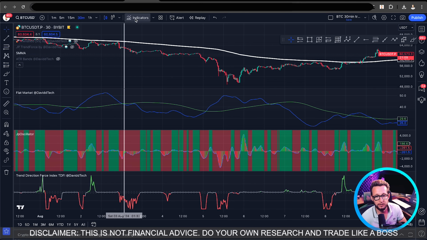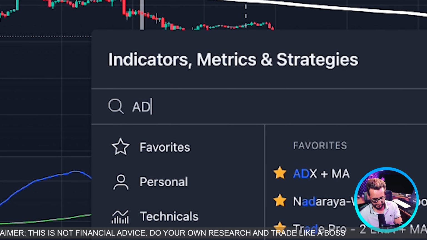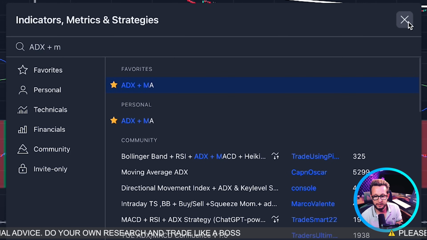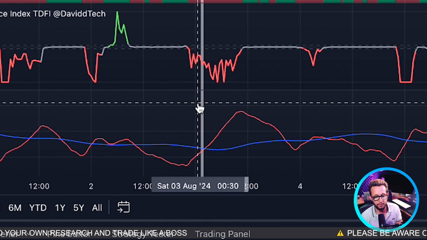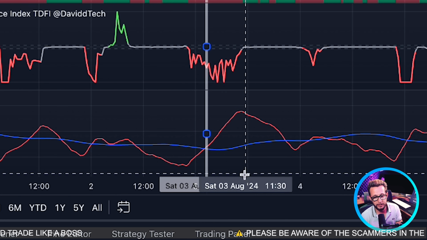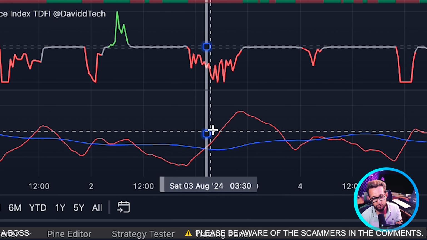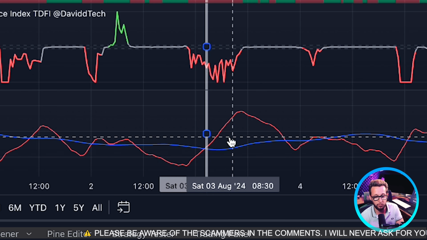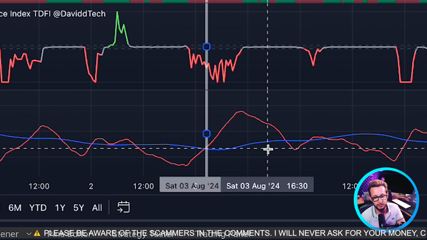So our final indicator we're going to be adding is the ADX MA by David Tech, this one just here. Now this is a very, very simple indicator. It just makes sure there's enough volatility in the market for us. We're going to move it along our entry, and as you can see, when the ADX, the red line, is above the green line, that means we can take longs or shorts. It doesn't matter which direction it is. The red just has to be above the blue.